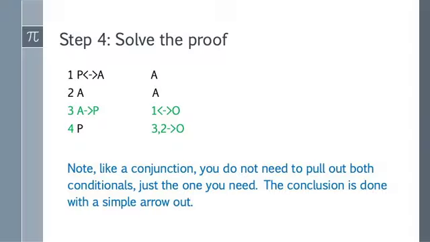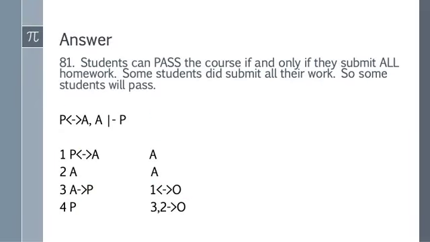So for line 3, we have A arrow P, and the justification is 1 double arrow out. We've pulled out one of the conditionals of the biconditional. And then for line 4, it's a simple arrow out, right? Which means that on line 3, we have A arrow P, we have the conditional. And then on line 2, we have the antecedent, we have A. So we can just take out the P using the arrow out. Here's the answer with the sequent and the proof done.